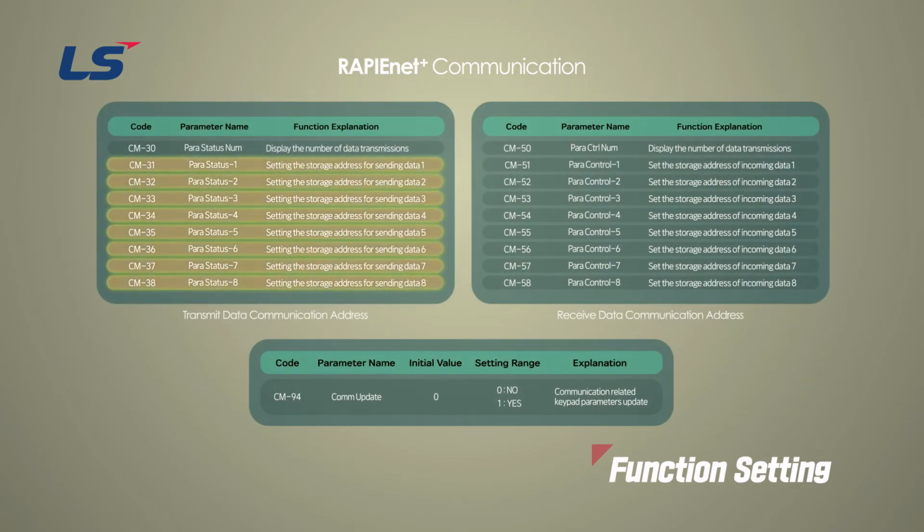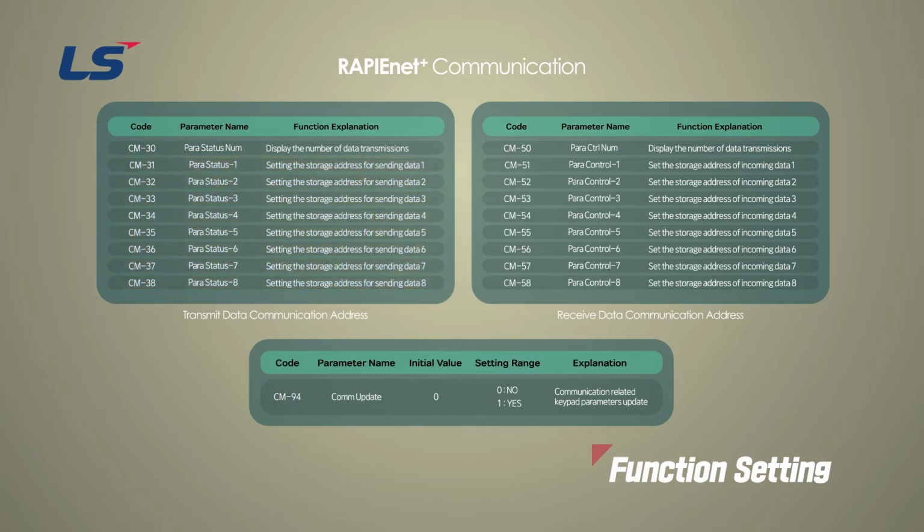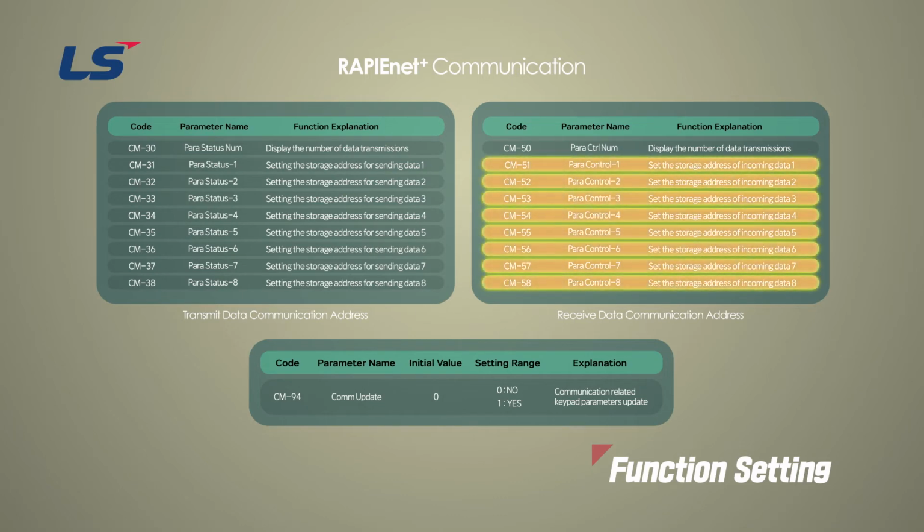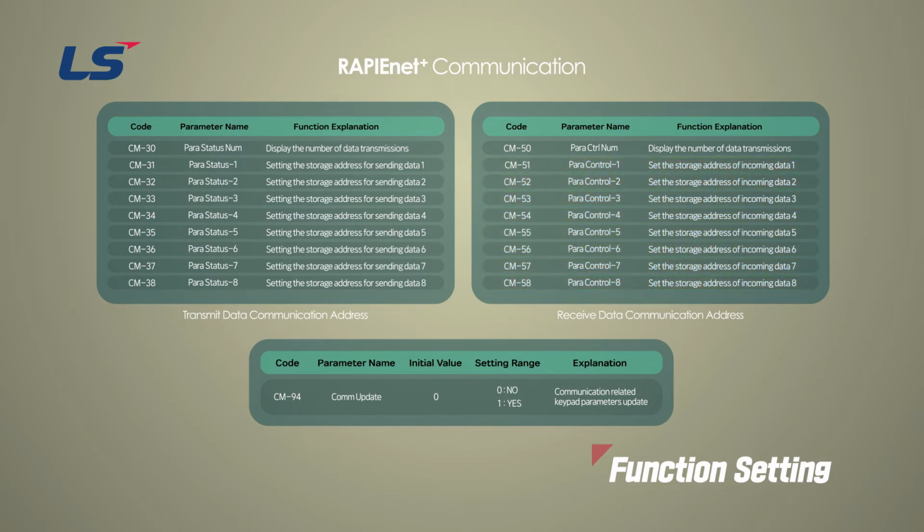The communication address of the transmission data is set in CM group numbers 31 to 38, and the communication address of the inverter suitable for the read data area is input. The communication address of the received data is set in CM group numbers 51 to 58, and the communication address of the inverter suitable for the write data area is input. After completing all settings, set CM group 94 to 1 and save the changes.